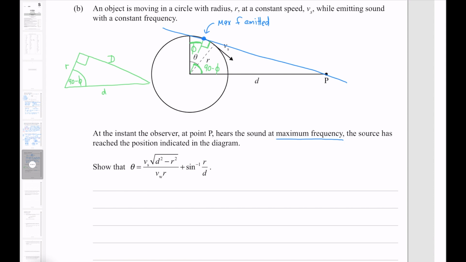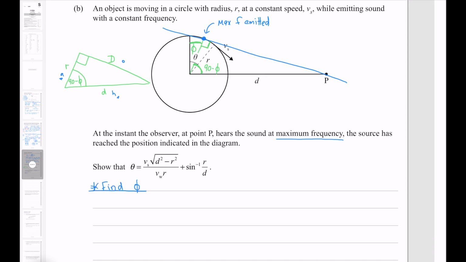And so using our SOHCAHTOA, we have our hypotenuse here, we have our adjacent here, and we have our opposite there. And so I'm going to use our adjacent and hypotenuse sides so that we get an equation in terms of r and D, which are terms that are present in the final equation that we're looking for.